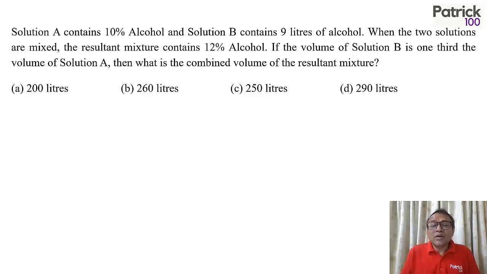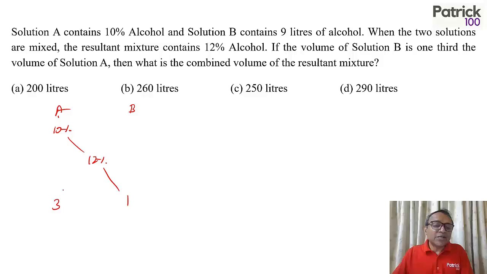Now here there's an option called reverse alligation, where the ratio is given to you and the average is given to you. You normally use alligation when the average is given to you and you are mixing two quantities. Here you're mixing two quantities, A and B. And the average of the mix, 10%, is given, 12% is given, and they say the volume of B is 1/3 of A. So that means, let me say, 3:1 is the ratio of quantity.